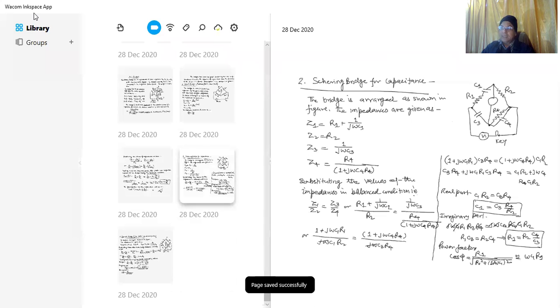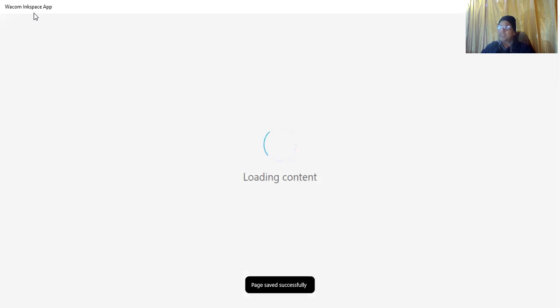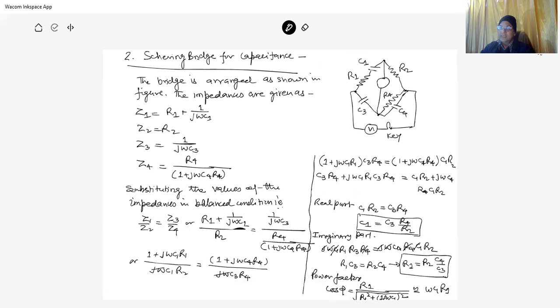This was that part, and the other bridge is the Schering bridge. The Schering bridge is given as the capacitance C1 in series with R1, then R2, and then C3. Here it is R4, C4. So the impedance Z1 is equal to R1 plus 1 upon j omega C1. This is equation 1, here it is equation 2, R2, here it is equation 3, and this is equation 4.